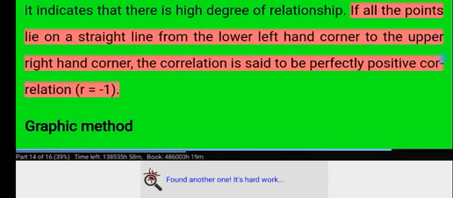If all the points lie on a straight line from the lower left-hand corner to the upper right-hand corner, the correlation is said to be perfectly positive correlation, r equals +1.